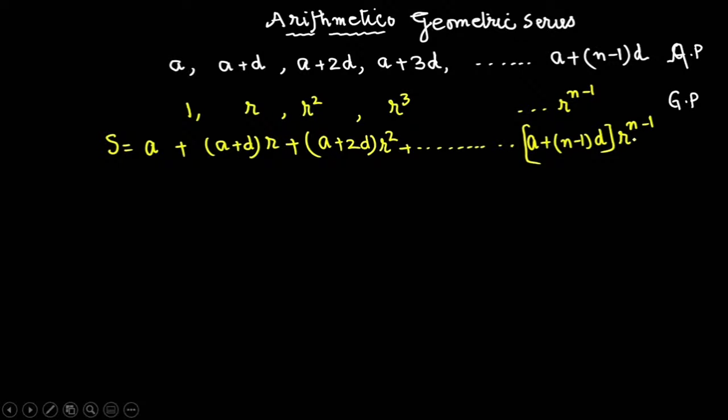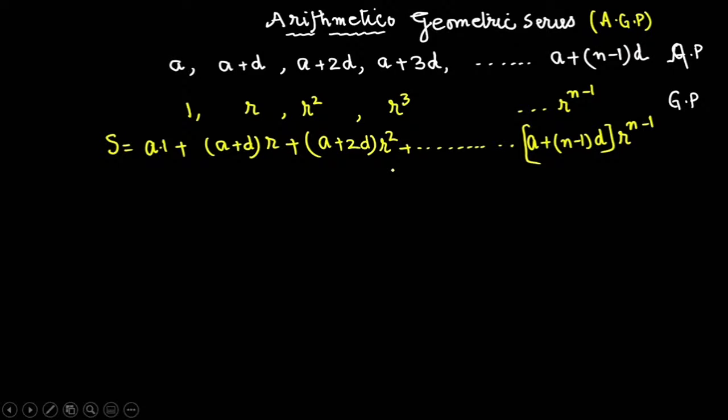If any series is given and I ask whether it is an AGP, in short form I am saying AGP, then you will see the terms A, A plus D, A plus 2D, and you feel it is an AP. Again, the multipliers are 1, r, and the third term is r square, so you say this is a GP. So finally you say arithmetico geometric series, that is AGP.